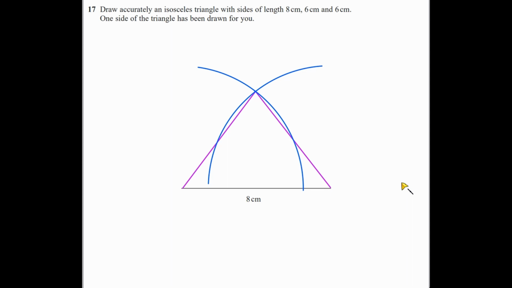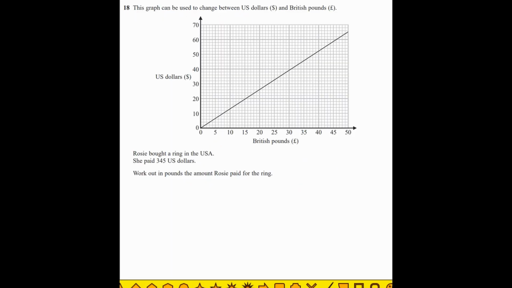It shows your working marks for the examiner. Question 18 is another graph that we're being asked to find information from. This time it's a conversion graph from dollars to pounds.